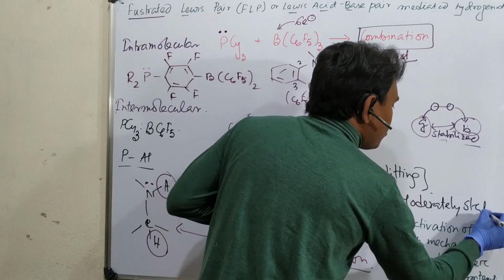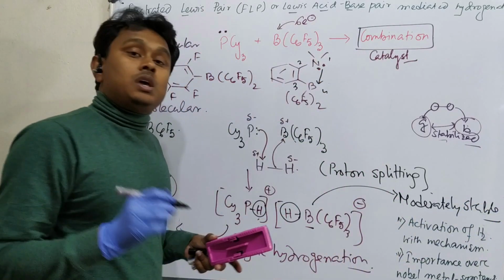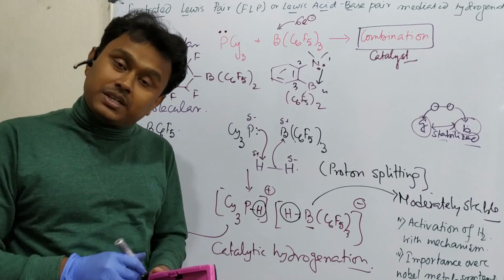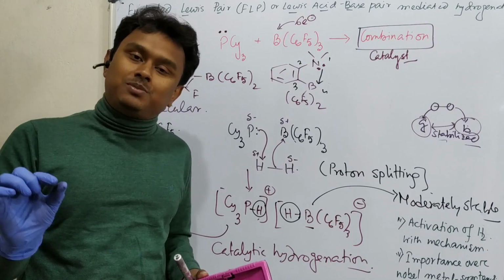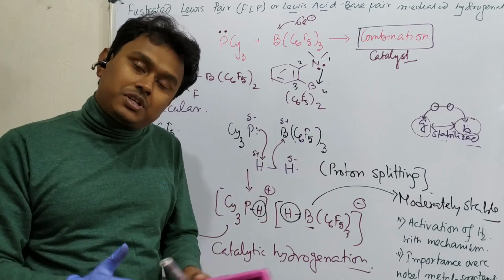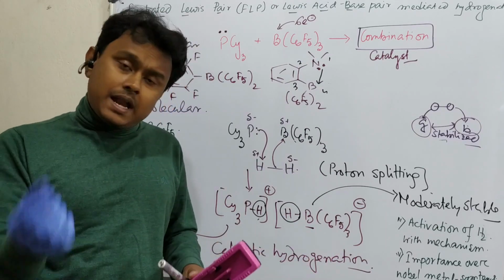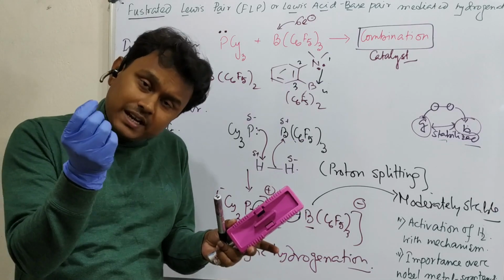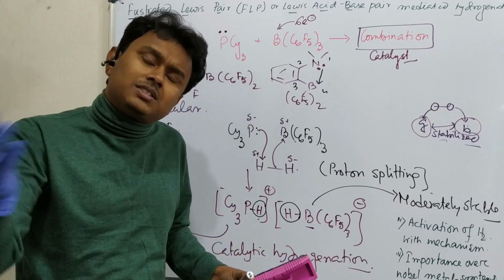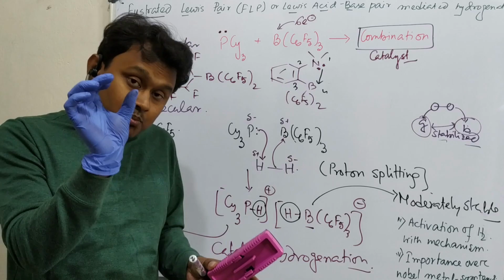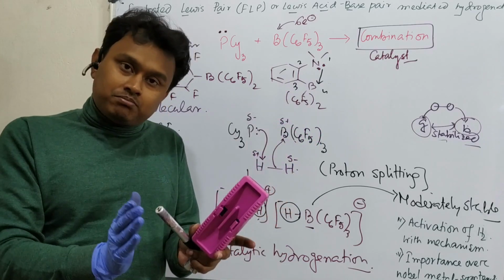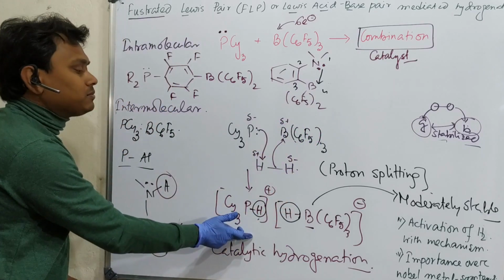Moderately stable. What is the definition of a catalyst? It will react with the substrate and provide moderate stability. If it reacts with the substrate and makes it very stable, then why will the substrate react to form some product? Not possible. And if the substrate does not get some stability with the catalyst, then why will the substrate react with the catalyst? So it's a moderate, it's an optimum situation. So this is the optimum situation.